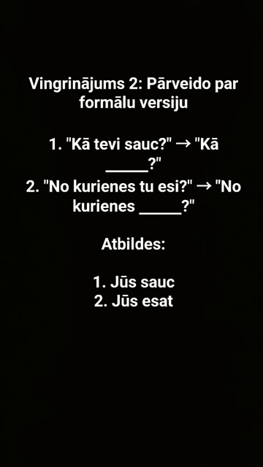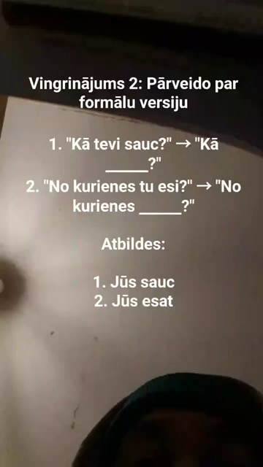Number 1, kā tevi sauc. And how would you say it in a formal way? Of course, it's kā jūs sauc. What's your name? In a formal way. And the second one is no kurienes tu esi. From where are you? How would it be in the formal way? No kurienes jūs esat. Yeah? All right, so that's how practicing.